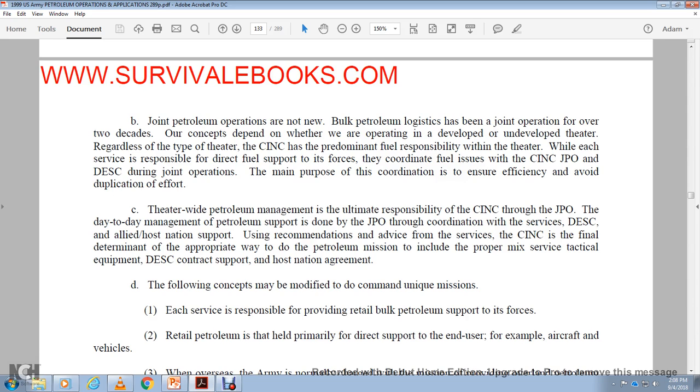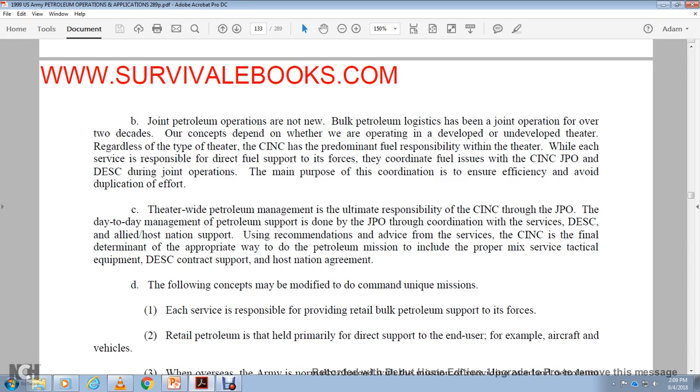unified command's joint petroleum office and the Defense Energy Supply system, which do the joint operation for the main purpose of coordinating sufficiency, ensuring efficiency, and avoiding duplication. Theater-wide petroleum management is ultimately the responsibility of the unified command through the joint petroleum office. The day-to-day management of petroleum support is done by the joint petroleum office, coordinating with the Defense Energy Supply system and the allied host nation.